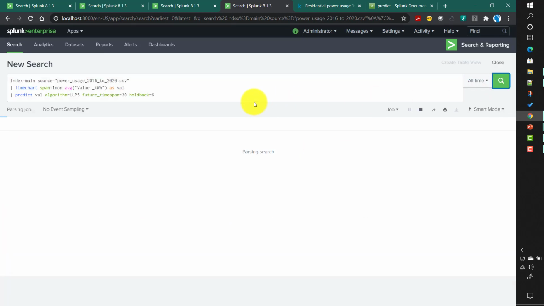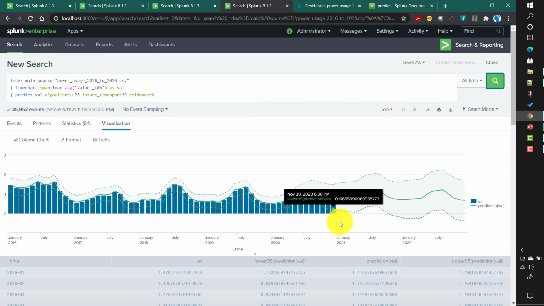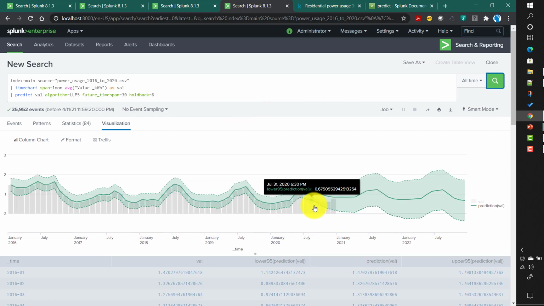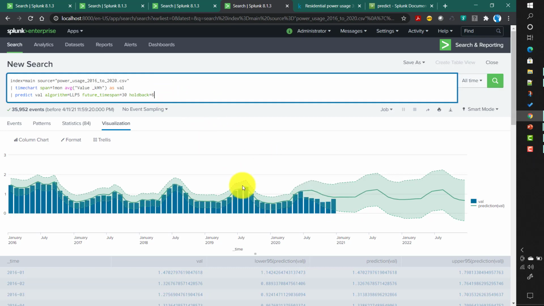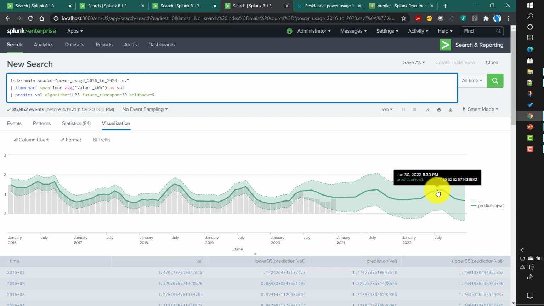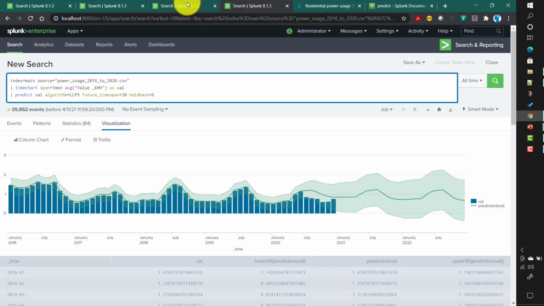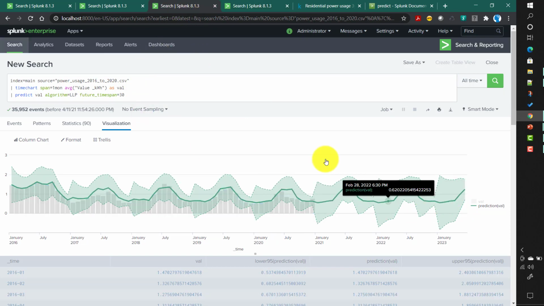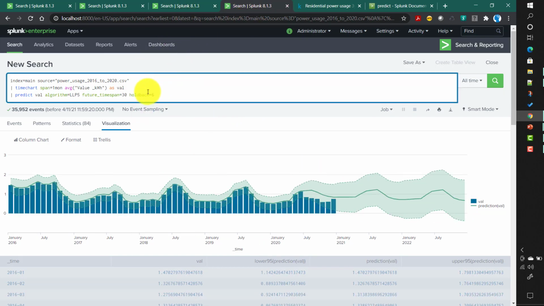So let's say you do not want to take the last 6 months of data into consideration, then in that case you can give the holdback, and for the rest of the data it will do a certain kind of prediction. If you see, this prediction is a little bit different compared to what it does without the holdback. So this is the holdback.